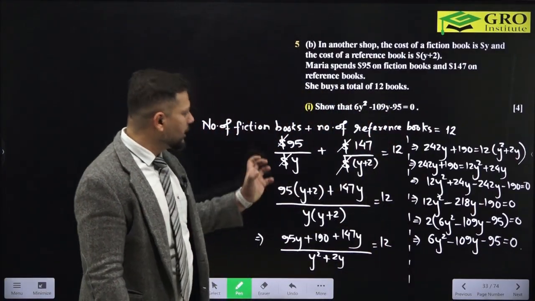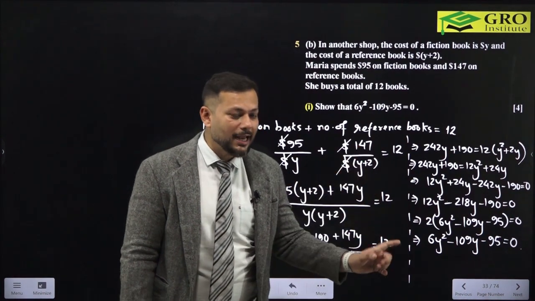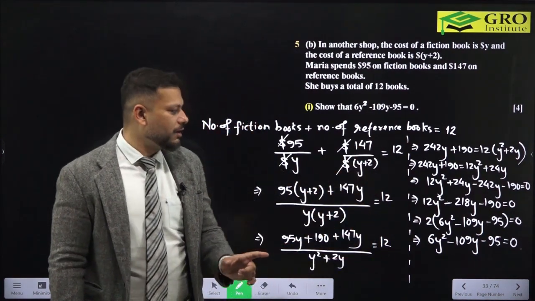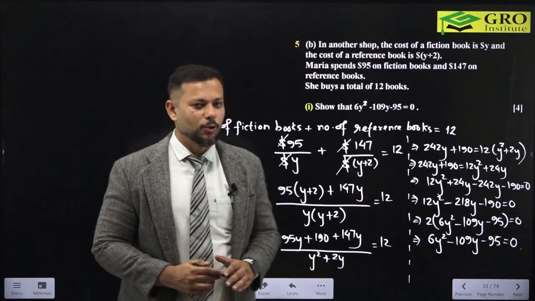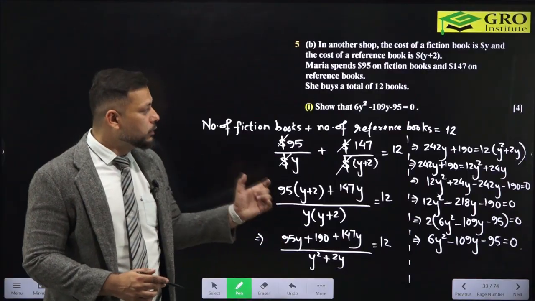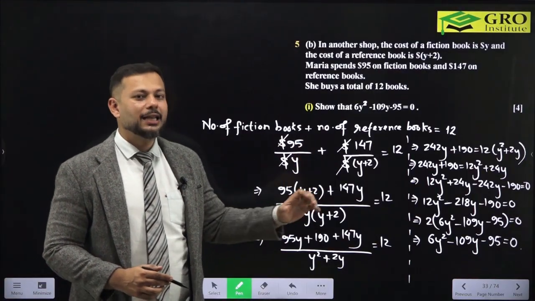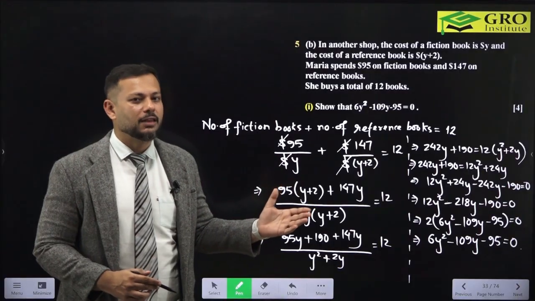And from using the conditions, we are getting 6y square minus 109y minus 95 equals to 0. This is what we needed to show. Note it down for your reference, and we will use this equation further to factorize it and get the factors, and then again we will use it to get the value of y.